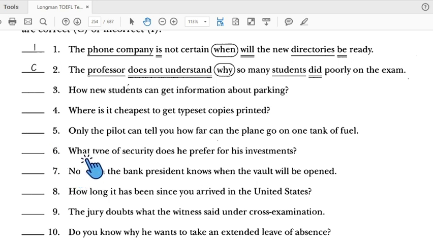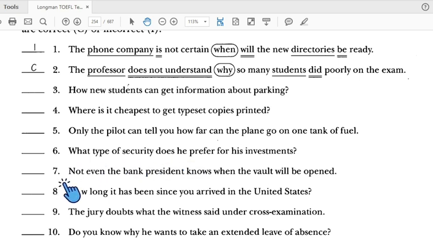Number 6 is a question. It means that we put the question word first. What type of security? Okay, it is the question word what, and this one is do. Okay, it's signed as a question. There is a subject, and this one is the verb. This means that number 6 is correct.